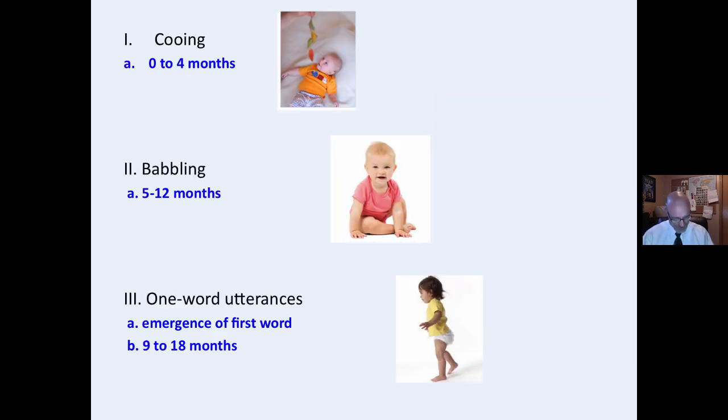Cooing happens 0 to 4 months. The thing about cooing is, at this stage, infants can hear all 200 phonemes in the human language. They can perceive all 200 of them.